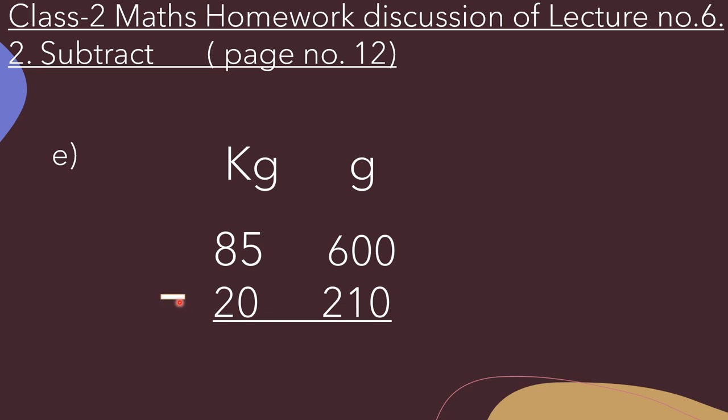So we will put a minus sign. So let's start from our right hand side. Okay, so 0 minus 0 that is equal to 0 and 0 minus 1 that is not possible. So what will we do here beta?